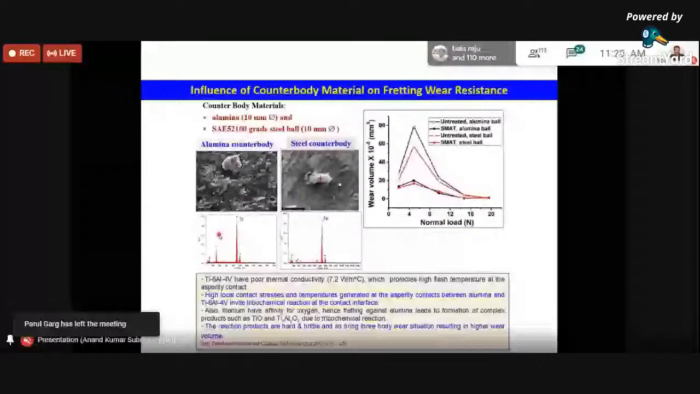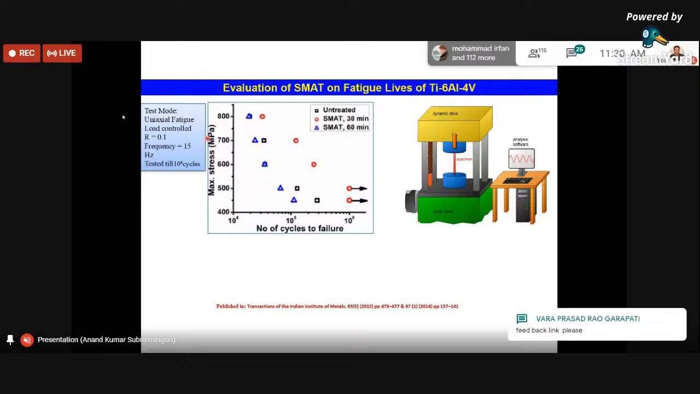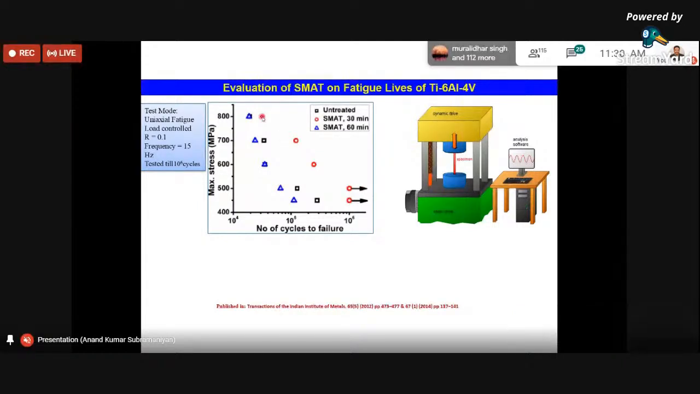moving on to understanding the fatigue life, or fatigue performance, of this SMAT treated sample. Of course, we know that this testing has been done by using a uniaxial test mode, and you can see that the SMAT treated sample for 30 minutes shows better fatigue performance compared to the untreated sample. And in this case also, the SMAT treated sample for 60 minutes shows inferior fatigue performance, which is undesirable, and it is very similar to the fretting wear performance that we saw.